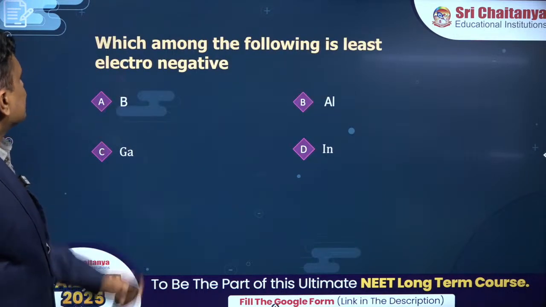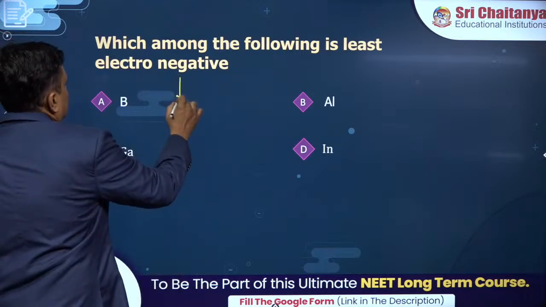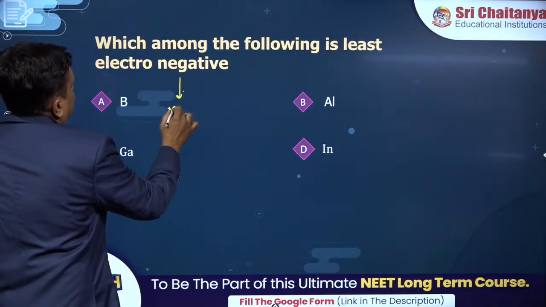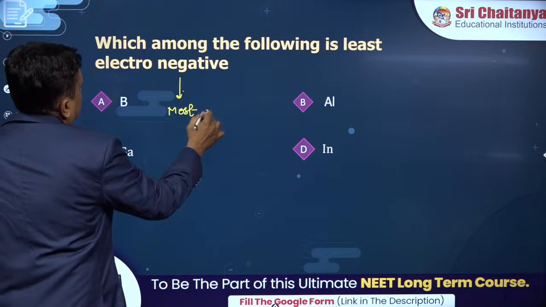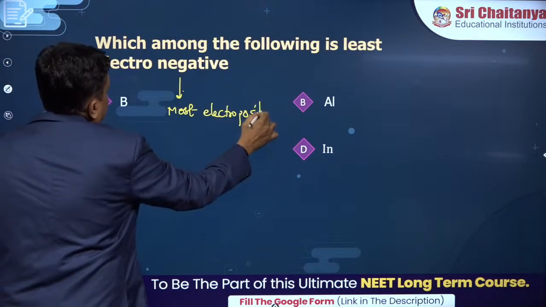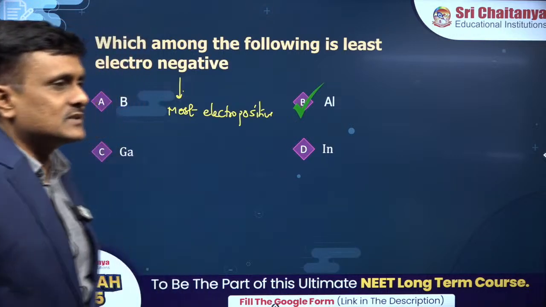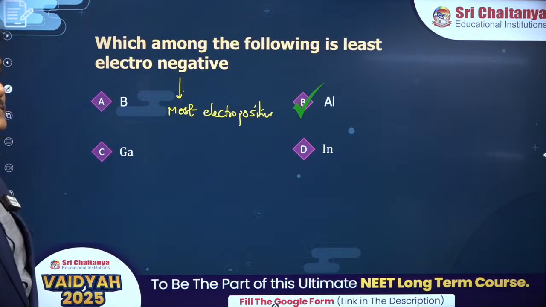Which among the following is least electronegative? That means we are talking about usually what? The least electronegative or most electropositive. The one which is having most electropositive nature is aluminum. Tilak, good job.